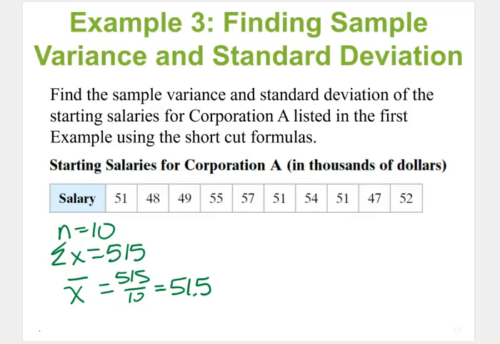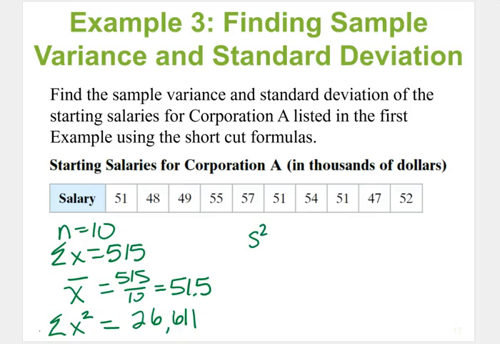And then if you want to find the standard deviation and the variance using those shortcut formulas, we already have the sum of the x's and we have the n, so all we have left to find is the sum of the x squareds. So I would just take 51 squared plus 48 squared plus 49 squared, again, in my calculator. And when you add all those up, you should get 26,611. So I now have everything I need for my shortcut formula.